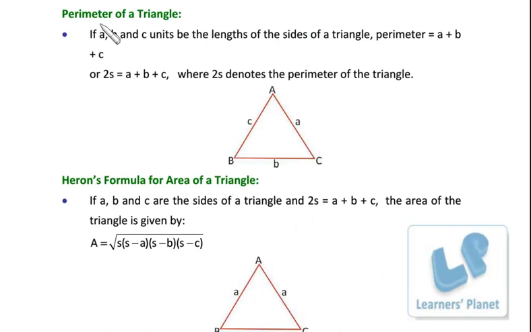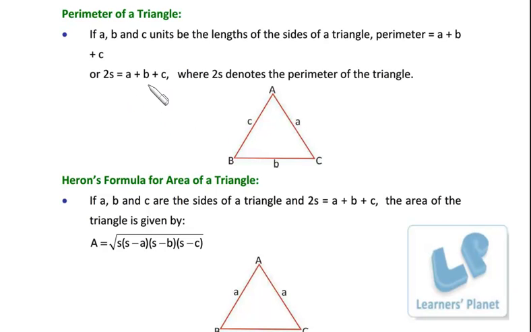Now, the first term, that is perimeter of a triangle. Suppose A, B and C units be the length of the sides, then perimeter will be A plus B plus C. We have triangle ABC over here. The length of the sides are A, B and C. Then the perimeter will be sum of the sides, that is A plus B plus C.